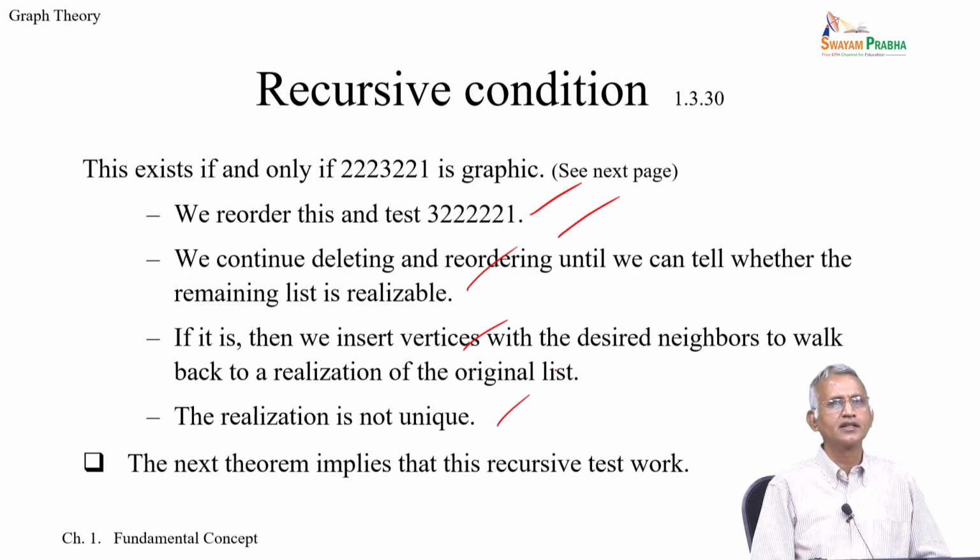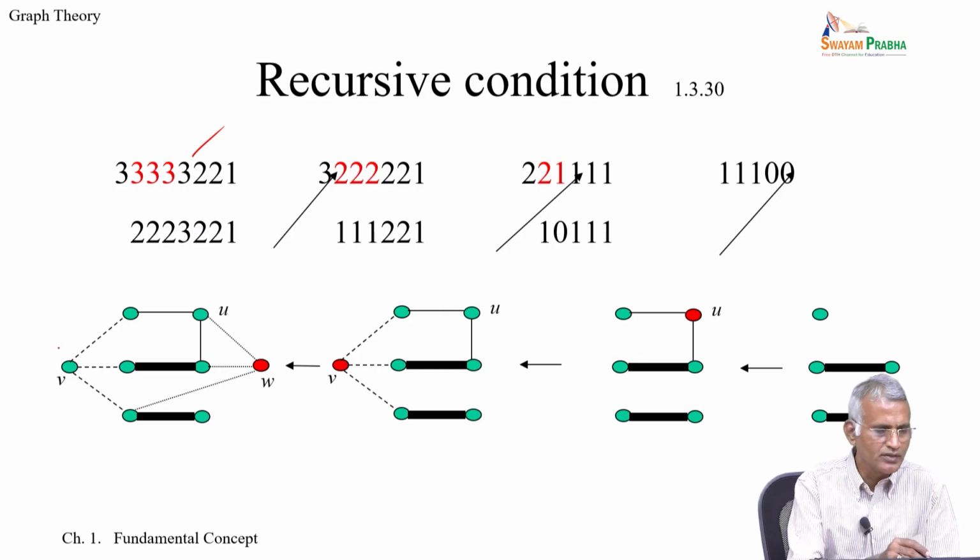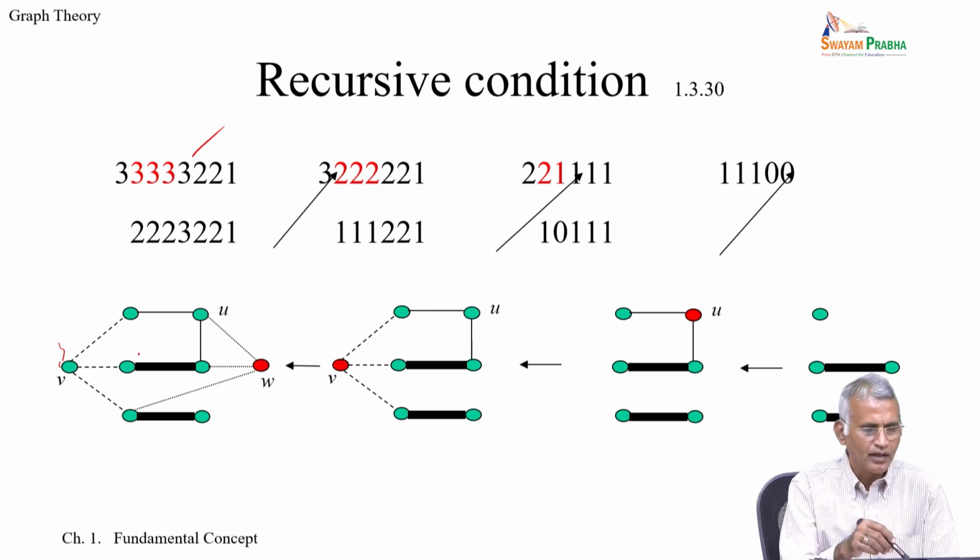So, the realization is not unique. This works recursively. Here the vertex degree of this one is 3, and like that you have to write the pattern. If you reduce the first one, which is 3, then it becomes 2 2 and the rest of them 1 1 will come, and finally if you delete it, we have 1 1 0 0. So, these are all the ideas of the recursion, right.